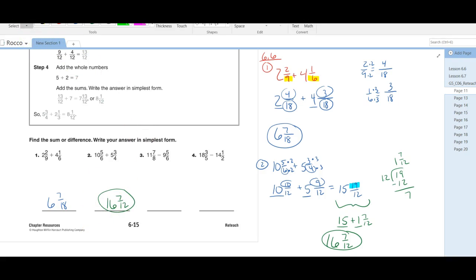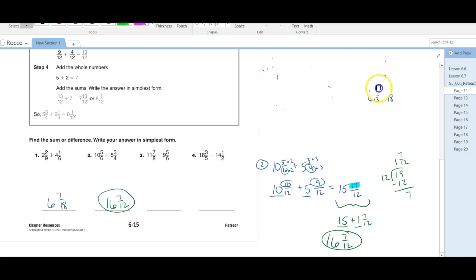Okay. Now, from here, let's go ahead and look at number 3. Oh, almost done here. All right. So for number 3, we have 11 and 7/8, but now we're subtracting 9 and 5/6. Well, I'm going to change this to a mixed number that has a fraction with a common denominator between 8 and 6. What would that be? 24?